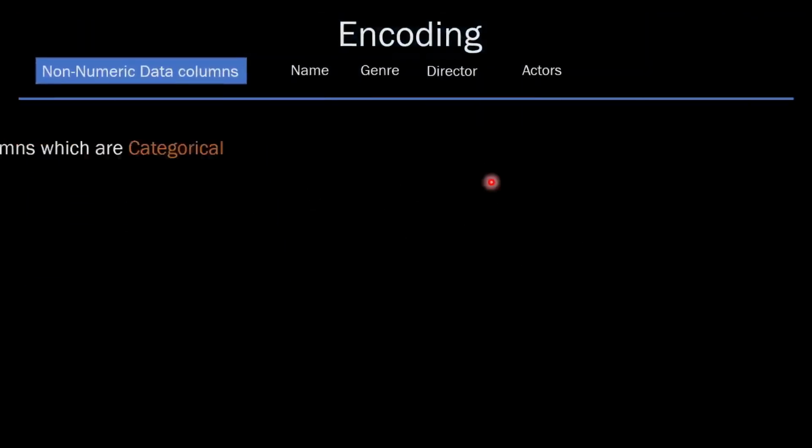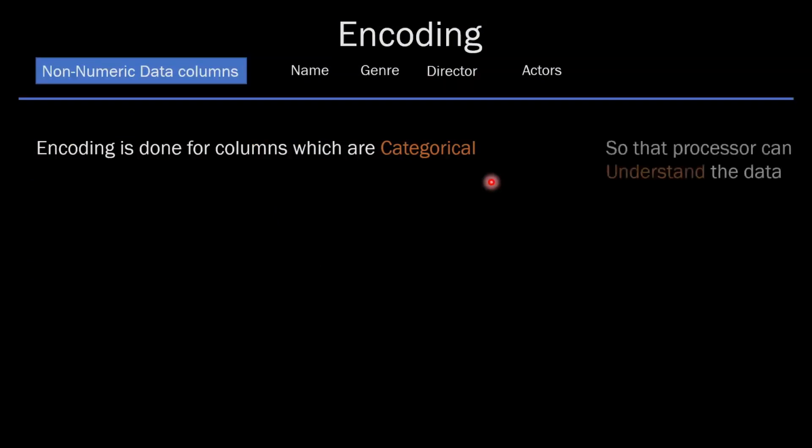So some of the non-numerical datasets are categorical, and we can do the encoding for these categorical datasets. Why? Because processors can understand only the numbers, it cannot understand the texts. So how do we do that?